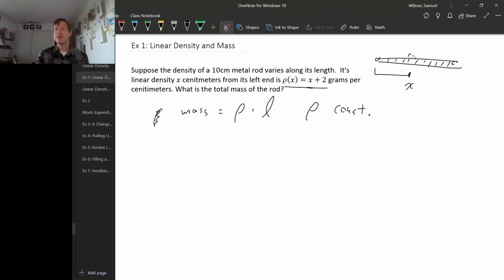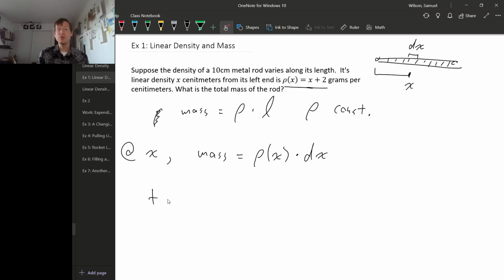For a piece to be that small, though, it has to be sort of infinitely small. So at position x, there's a little bit of the rod whose length is dx. So at the position x, the mass just at that position is the density at that position, which is rho of x, times the length of the bit of rod at that position, which is dx.